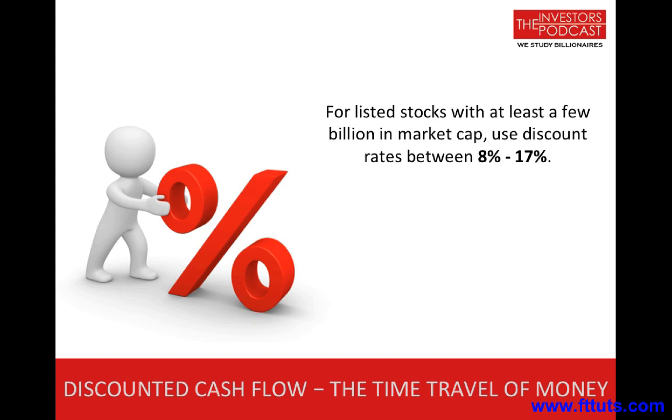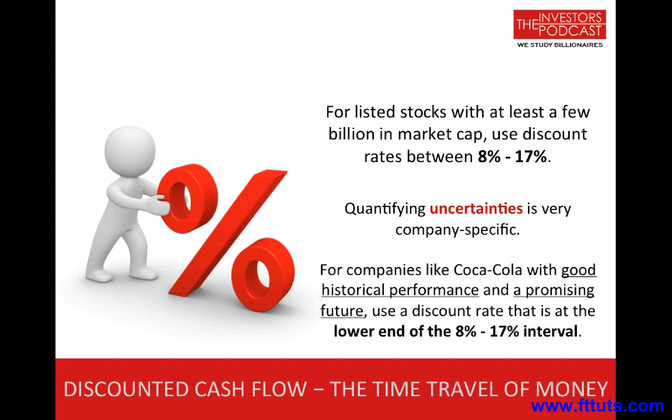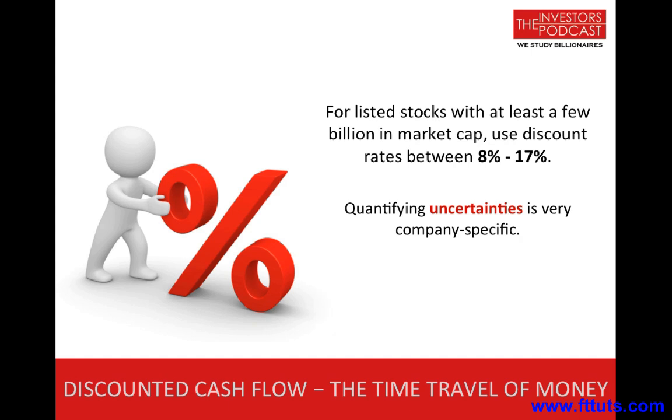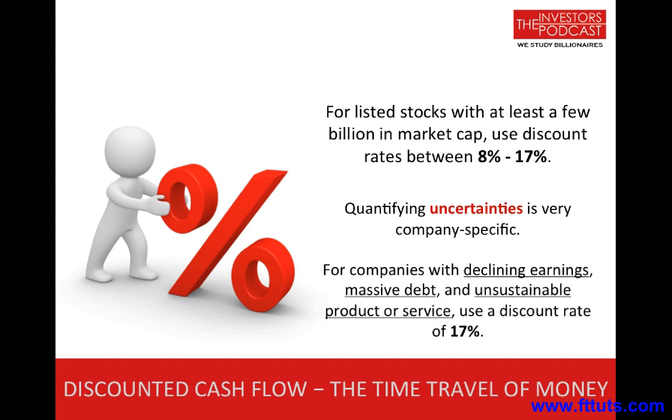When speaking about and quantifying uncertainties, it's very company specific. If I again should mention Coca-Cola with its historical performance and the expectations for the future, I'll use a very low number for the discount rate, perhaps even 8%. If I, on the other hand, should value a company with declining earnings, massive debt, and a product or service I didn't believe to be sustainable, I might use a rate of 17%.